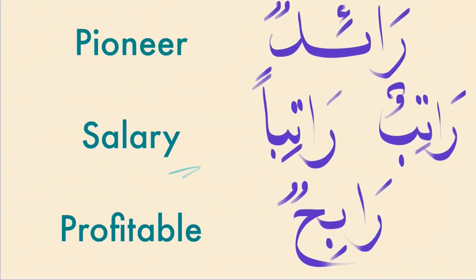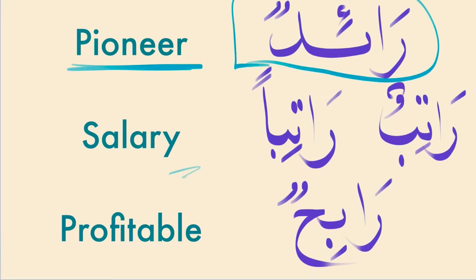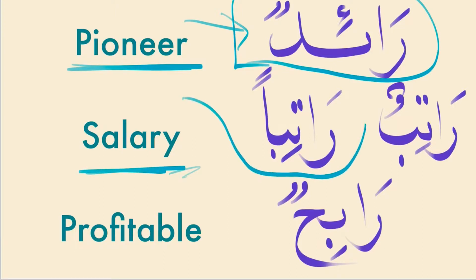Now it is quiz time. Try to read all the following genuine Arabic words. Challenge yourself. Pause the video. Let's see. Pioneer in Arabic could be, how do you read this word? Ra'idun. What about celery? How do you read this word? Ratiban. We covered all of these letters before.